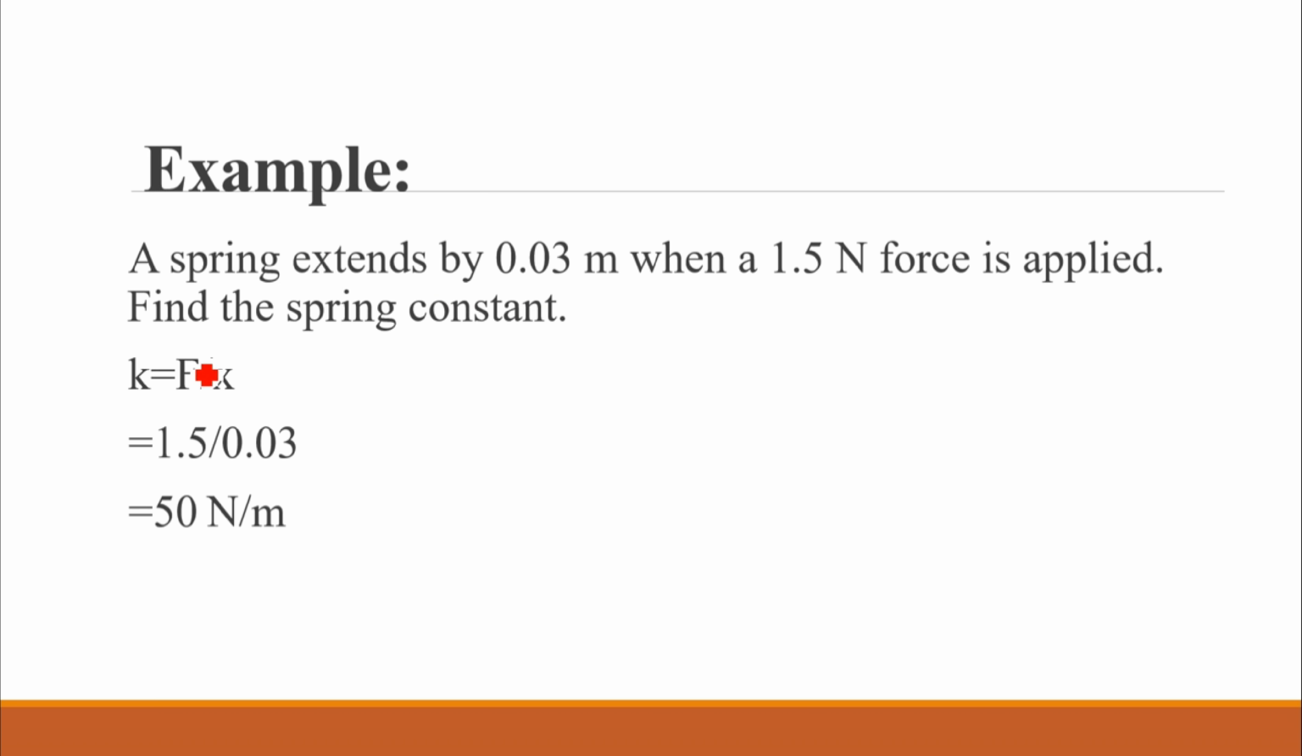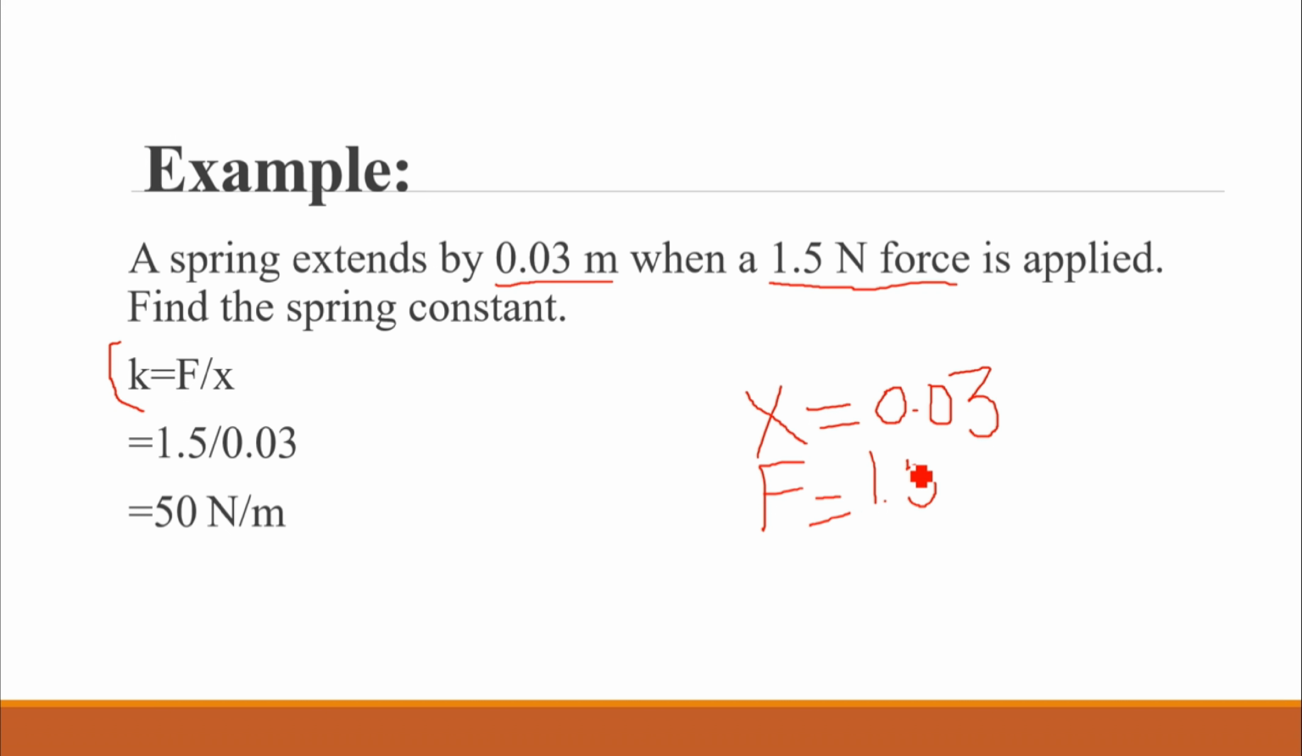Now let's see one example using Hooke's law. A spring extends by 0.03 meter when a 1.5 Newton force is applied. Find the spring constant. That means the extension value, how much the spring extends, is 0.03 meter. This is the value of x, which is 0.03 meter. Then you have force, 1.5 Newton force is applied. The value of F is 1.5. So two values are given and we have to find the third value, which is the spring constant, represented by K.